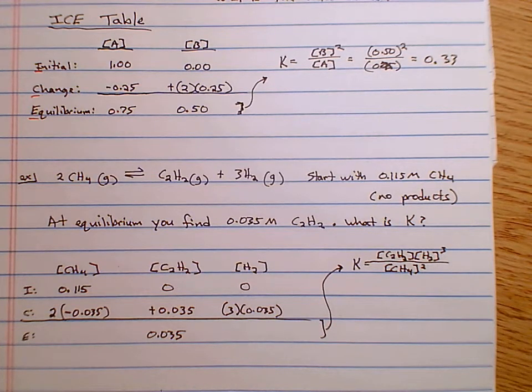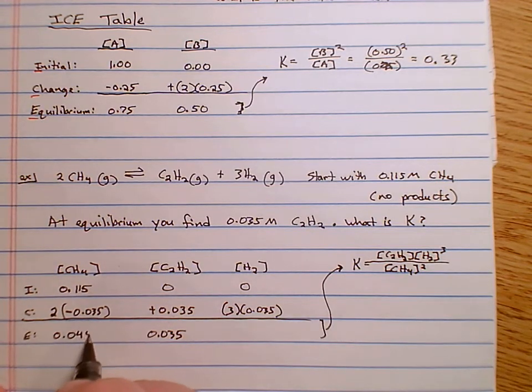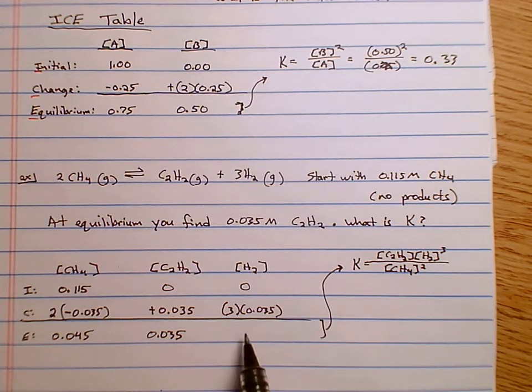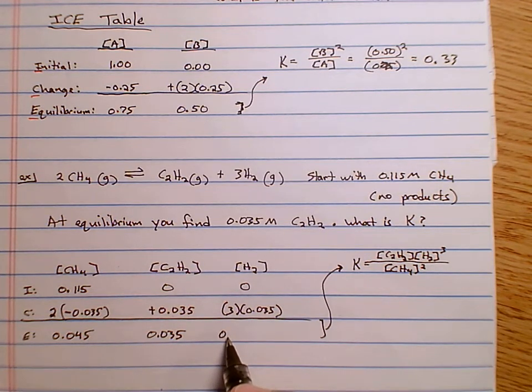Okay, so now how do we get our equilibrium concentrations? It's just a matter of math now. This is negative 0.035, that's negative 0.07, so this gives us 0.045. This math here gives us 0.105. Now that we have those numbers, we plug them into our equilibrium constant expression, making sure we don't forget about our 3's and our 2's here.